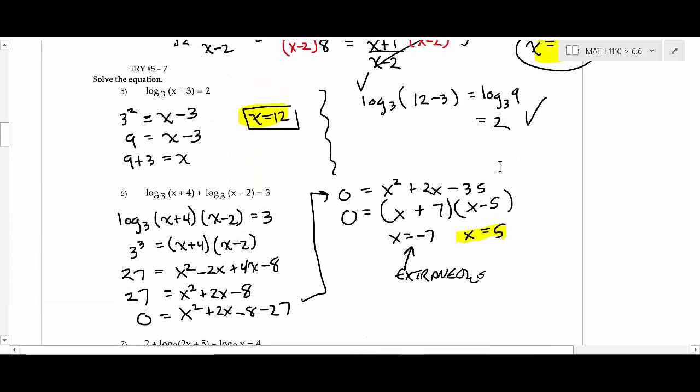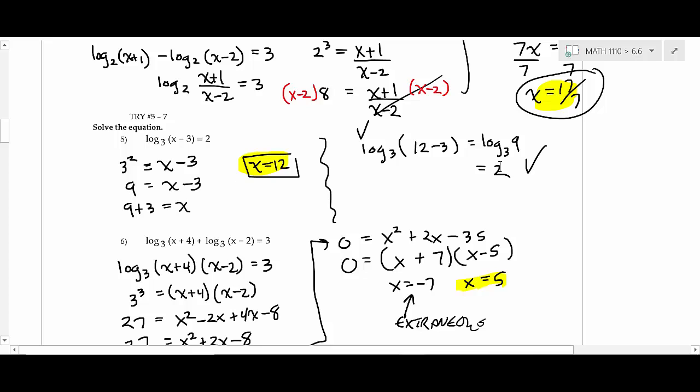Well, let me see. What'd you get on number 5? 12. 12's good. Did you check it? Students never check these things, okay? You should, okay? You need to do that, okay?